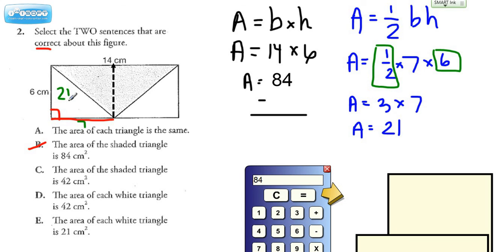So if this is 21 square centimeters, so is this. All right, so the area of each white triangle is 21 square centimeters. We can go ahead and circle that because that's true. Now they want us to find 2. We need to find one more.